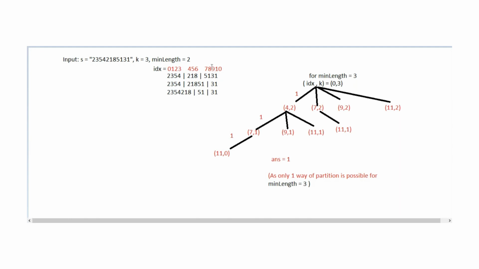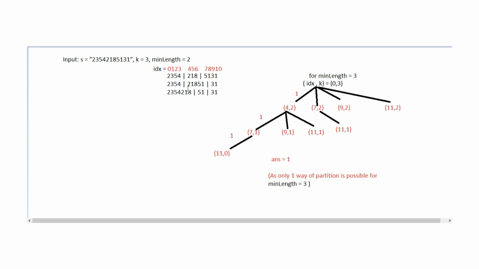Here, when we make the partition between index 8 and 9, between 1 and 3, we can check that partition seems possible, as the left part substring is ending with a composite number, and the right part substring is starting with a prime number. But they have mentioned the condition that the substring must be of at least min length, and here that is not the case. So this is not a valid answer, and we will return 0 from here. As we have seen for 9 comma 1, similarly we will do it for 11 comma 1, and we will backtrack and return our answer.